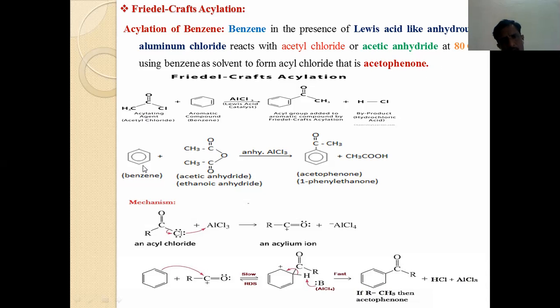In the same case, same benzene, but the acylating agent is acetic anhydride, the catalyst is anhydrous aluminum chloride, and the product is also the same. In this case, the product is acetophenone. In the first case the byproduct is HCl or hydrochloric acid, but in this case, the byproduct is acetic acid. Only the byproduct is different.